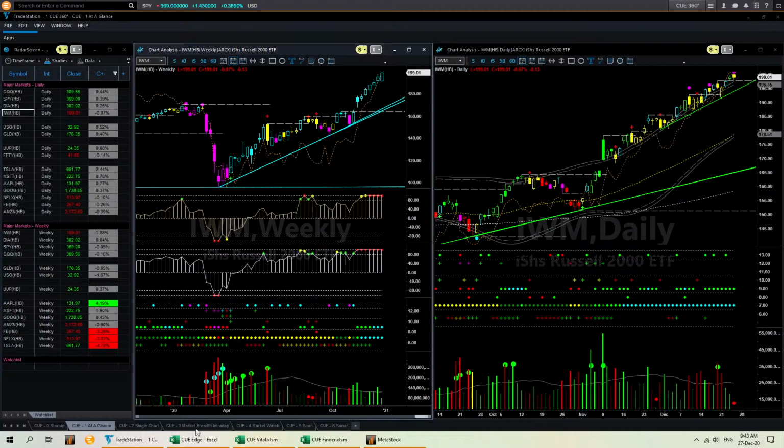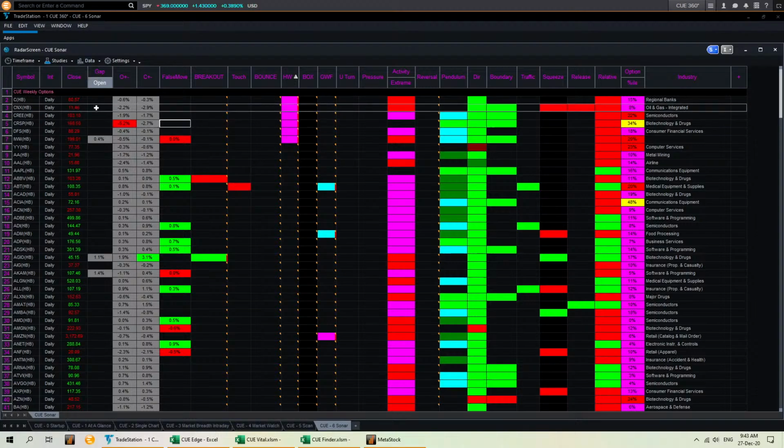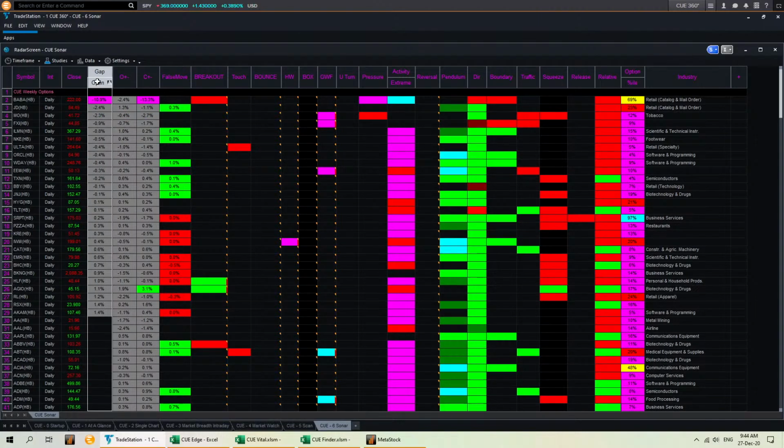For my trading signals, I am not using the weekly period, I am just using the daily period. The next column in QRadar is the closing price. After that, the gap column shows the stocks that are having gap up or gap down move. Just like in QFinder, you may double click on any column. For most of the cases, it sorts by that column.